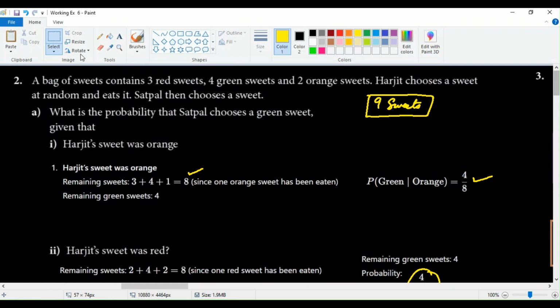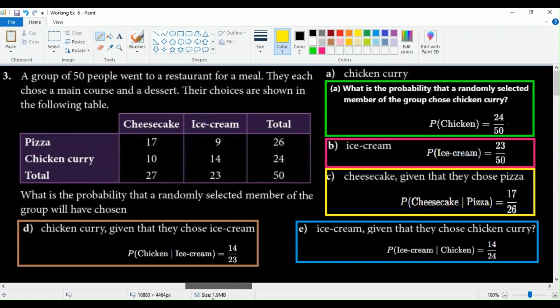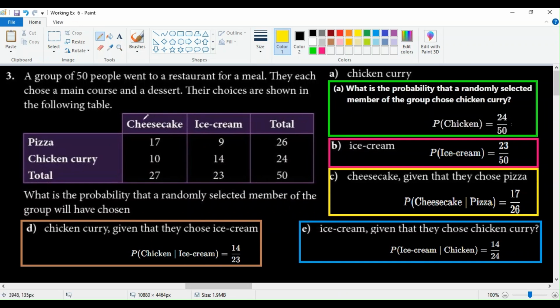When it comes to question number 3, this is going to be a bit tricky, but I have made it more simple for you. Now it says a group of 50 people went to a restaurant for a meal. They each choose a main course and a dessert. Their choices are shown in the following table. This is the table provided over here in the question itself.